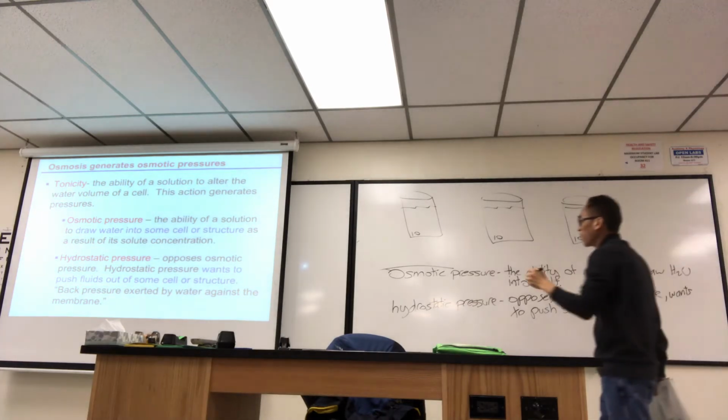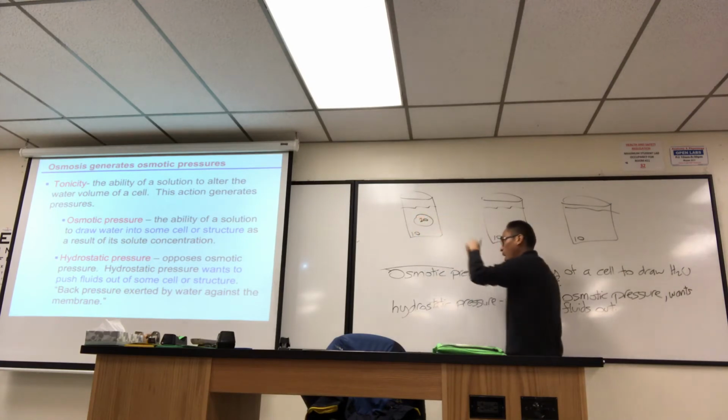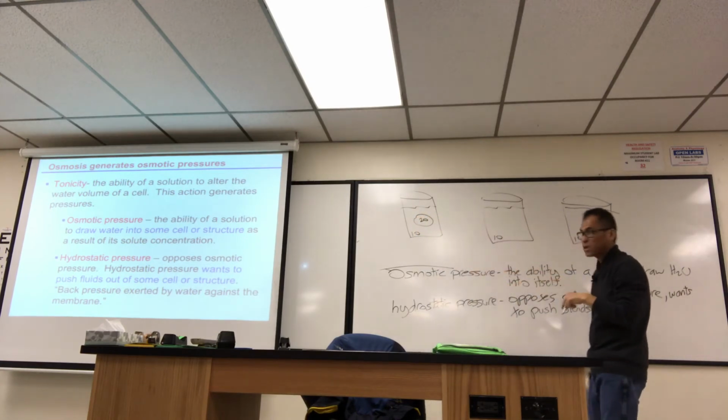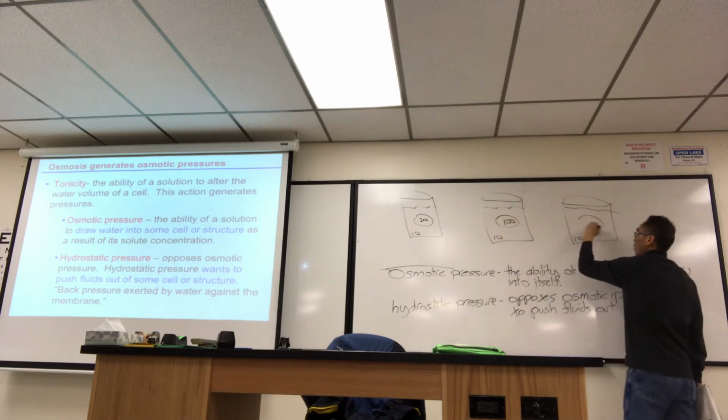So let's drop the first cell in. Let's make the intracellular fluid 20. That makes it a hypotonic condition. Let's make the next one 100. Let's make the last one 1,000.